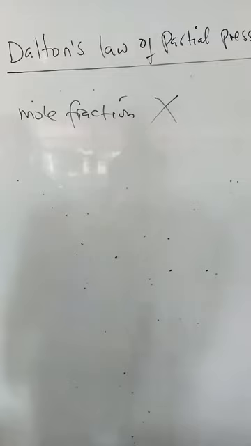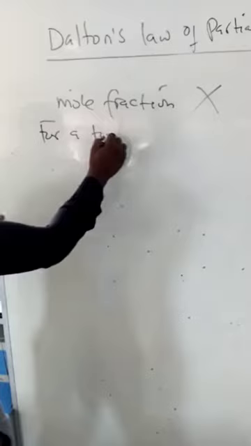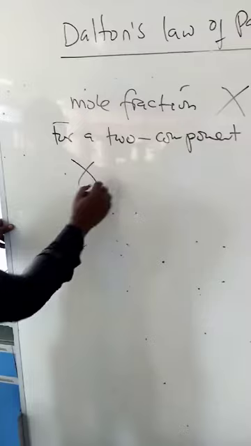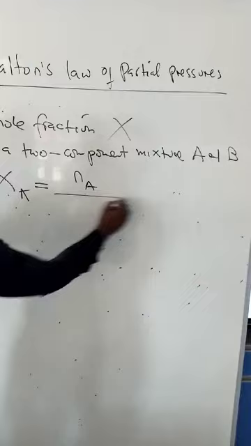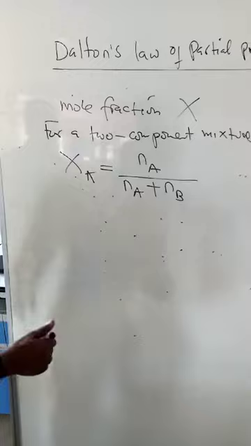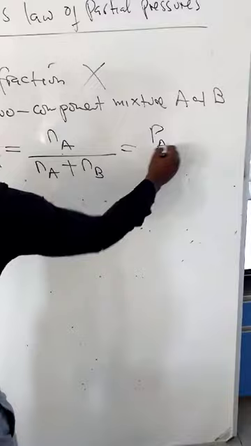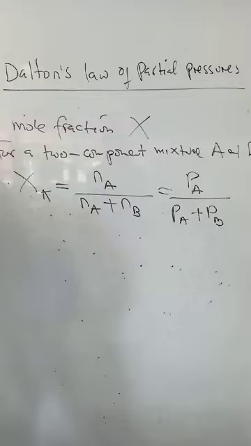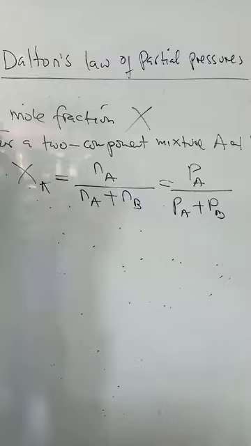Okay, so for a two-component mixture, A and B, the mole fraction of A will equal the number of moles of A over the number of moles of A plus the number of moles of B. Since moles is directly proportional to the partial pressure, this will be equal to the partial pressure of A over the partial pressure of A plus the partial pressure of B. There's that direct relationship.